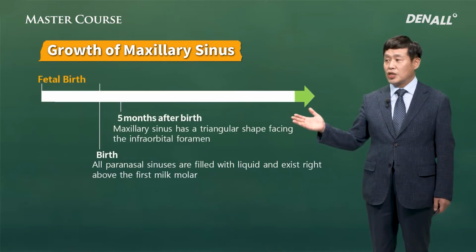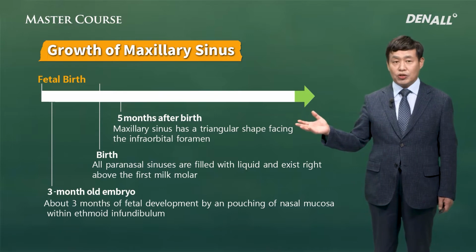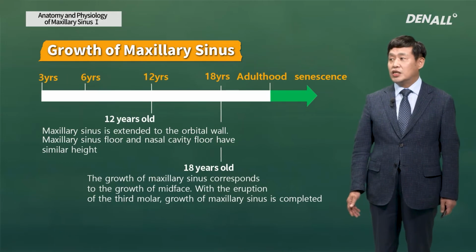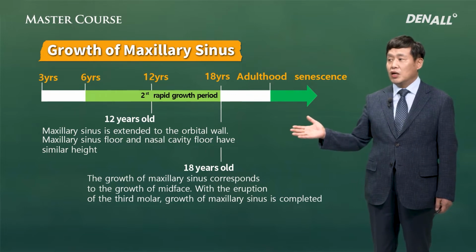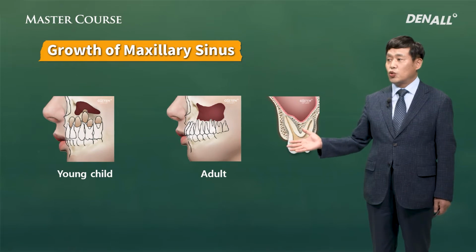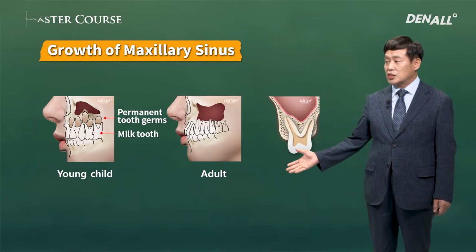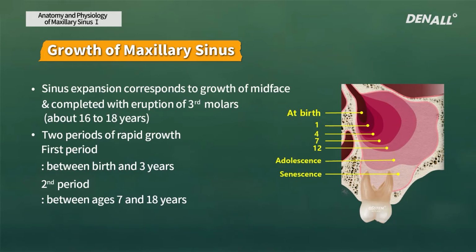Let's look at the growth of maxillary sinus in general. In terms of the embryo, at about 3 months of fetal development, it forms by unpouching of nasal mucosa. From birth to 3 years old, they have the first rapid growth period, followed by the second rapid growth period at about 6 years of age to 18. The maxillary sinus floor and nasal cavity floor have a similar height. And after the growth is finished, in most cases, permanent teeth would be coming out. The maxillary sinus pneumatization extends up to 5 millimeters inferiorly to the permanent root. So the maxillary sinus expansion, as I said before, corresponds to the growth of the midface, and the growth is completed at around 18 years of age.